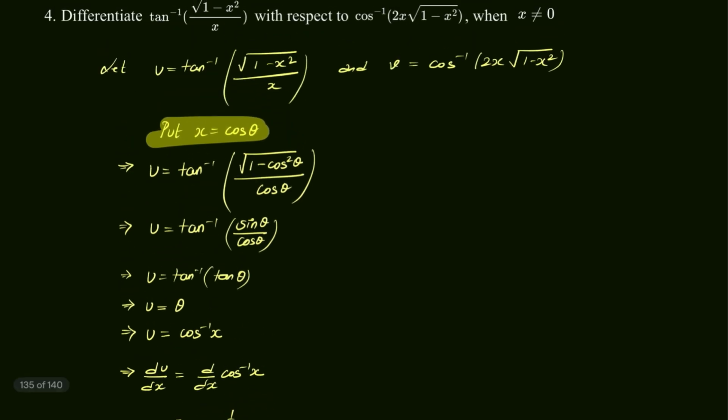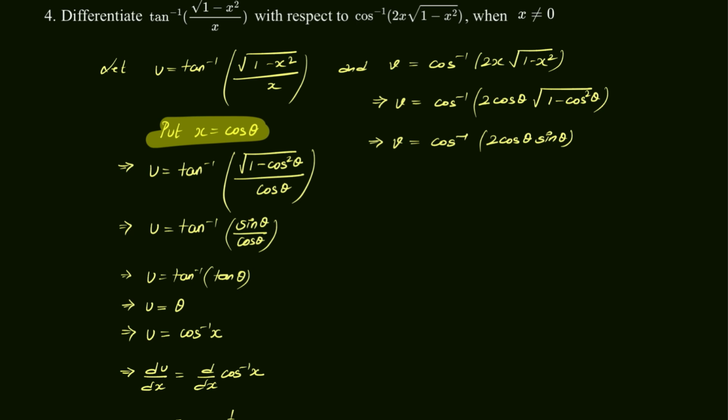Now let us come back to the second equation, where v equals cos inverse of 2x times square root of 1 minus x square, and we have assumed x as cos theta. So let us put the value of x in this equation of v also. So my v will be equal to cos inverse of 2 cos theta square root of 1 minus cos square theta. So this implies v equals cos inverse of 2 cos theta into square root of 1 minus cos square theta is sin theta. So now this is in the form of sin 2 theta. So here I can write v equals cos inverse of sin 2 theta.